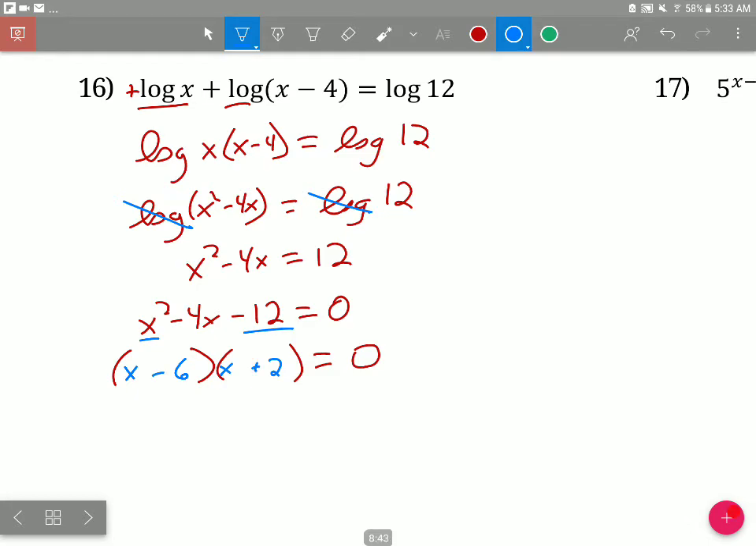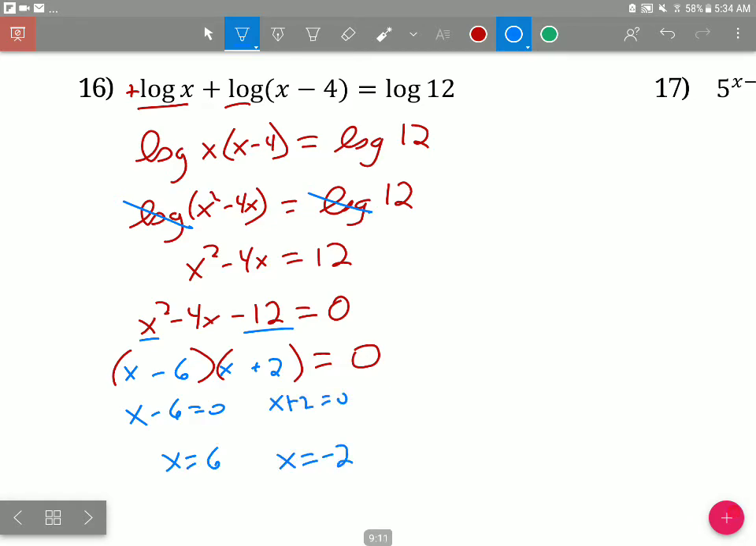So left to left, right to right, outside inside adds up to the middle, so x times 2 is 2x. Negative 6 times x is negative 6x, those add up to negative 4. Yay, that's my middle term. Okay, and this part in green, you don't have to write that down, that's your chicken scratch. But that's what we did. So again, set them equal to 0. X minus 6 equals 0, so x equals 6. X plus 2 equals 0, so x equals negative 2.